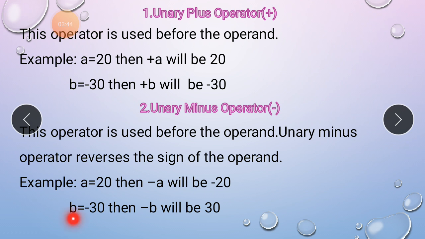Another example: B is equal to minus 30 here. So minus B value will be 30, because minus minus will be plus. So among unary operators, we have the unary plus and unary minus operators. These have to be used before the operands. For unary plus, there will be no change in the value. When you use unary minus, the sign of the value will be changed.